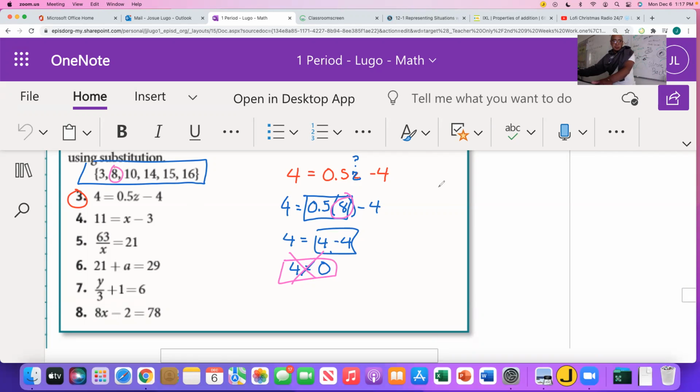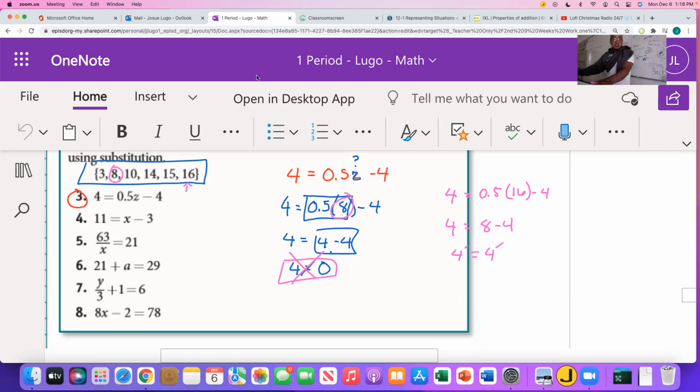Okay, let's try a different one. Let's try 4 is equal to, let's try 16, okay? 0.5 times 16 minus 4. All right, so let's see if this right side will give me 4. So 0.5 times 16 is 8 because half of 16 is 8. So 8 minus 4, and I know that 8 minus 4 is indeed equal to 4.